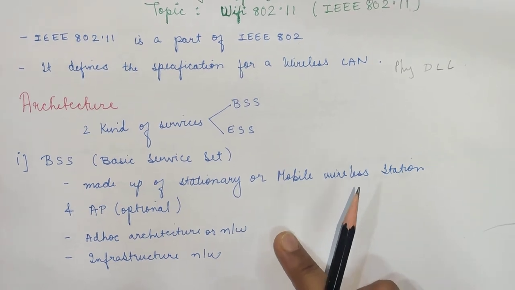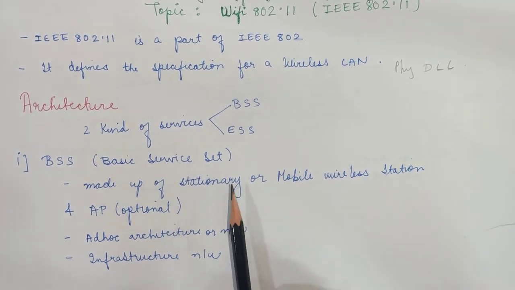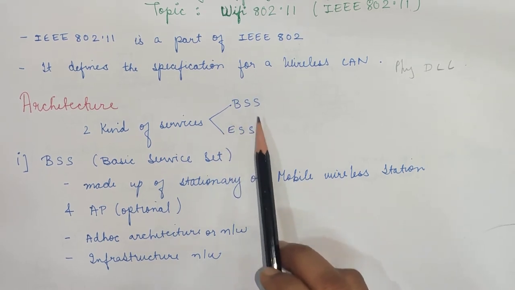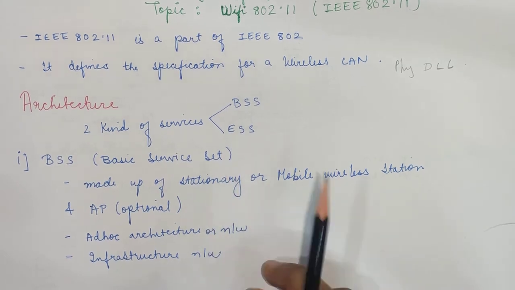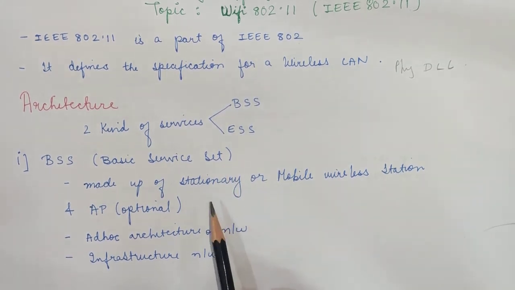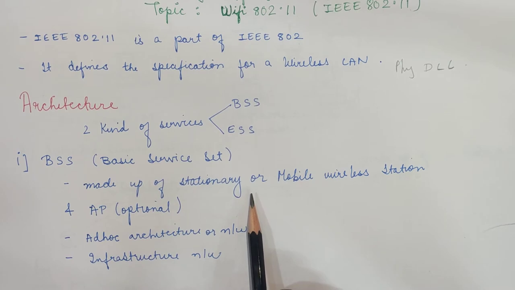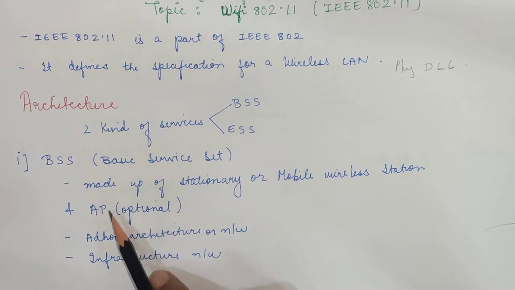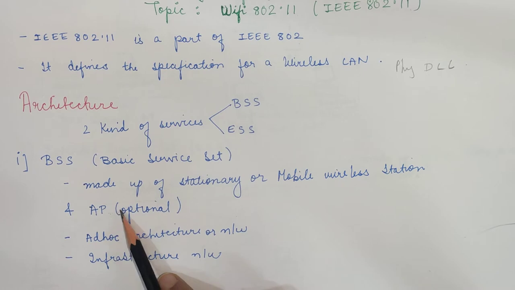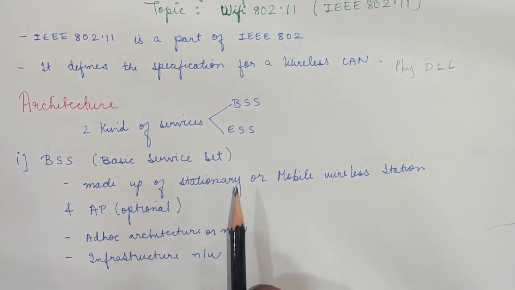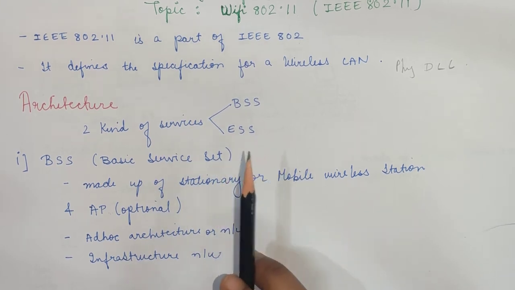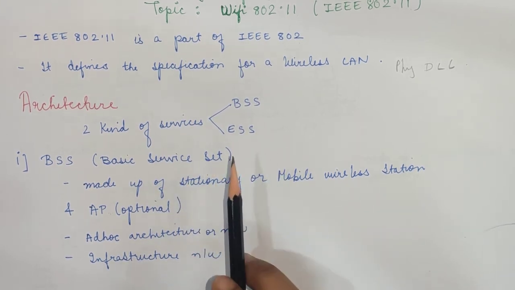There are two kinds of services provided in Wi-Fi 802.11. What are they? BSS and ESS, that is, basic service set and extended service set. A basic service set is made up of stationary or mobile wireless stations, and it has an optional central base station known as an AP, or access point. Any BSS without an AP is a stand-alone network, and it cannot send data to any other BSS. This means the data can be sent within the BSS stations only.